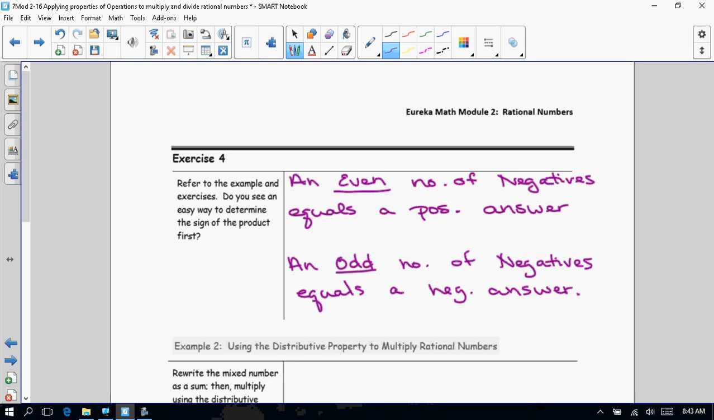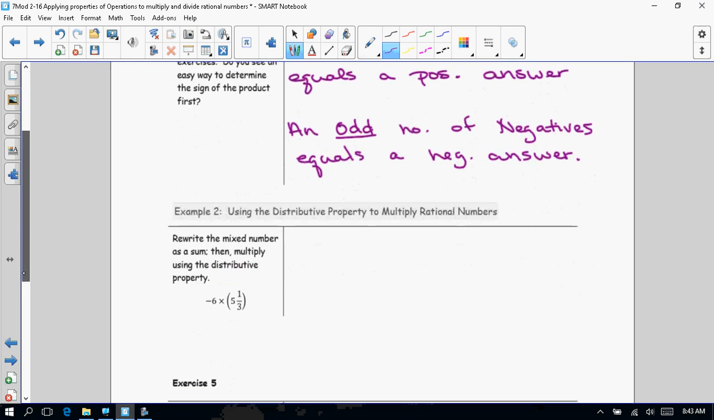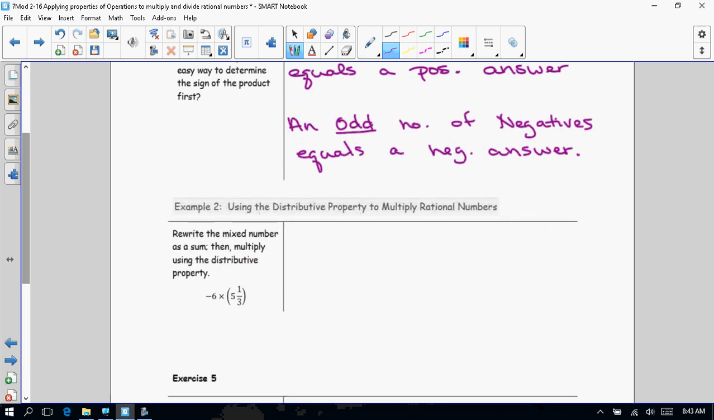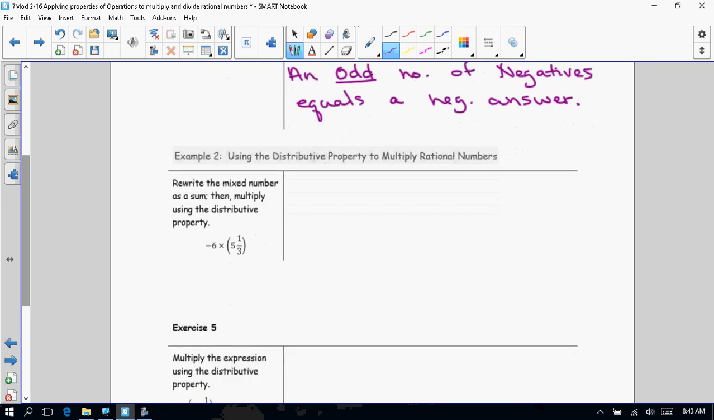Okay, example 2 says using the distributive property to multiply rational numbers. Now the distributive property says everything inside these parentheses is going to get multiplied by something on the outside. Okay, so to make life easier, like look at 6 times 5 1/3, not something that is easily done without a calculator. And of course, we don't have a calculator. So let's work this out.